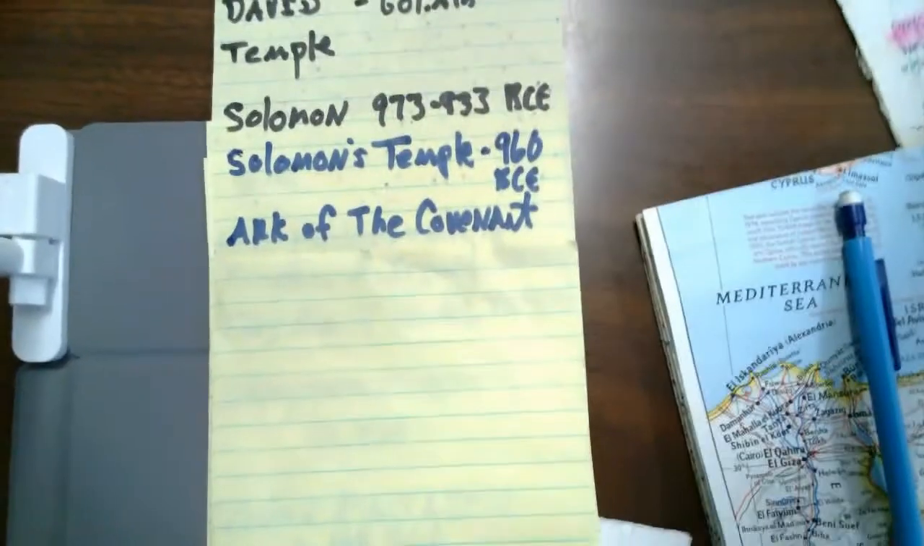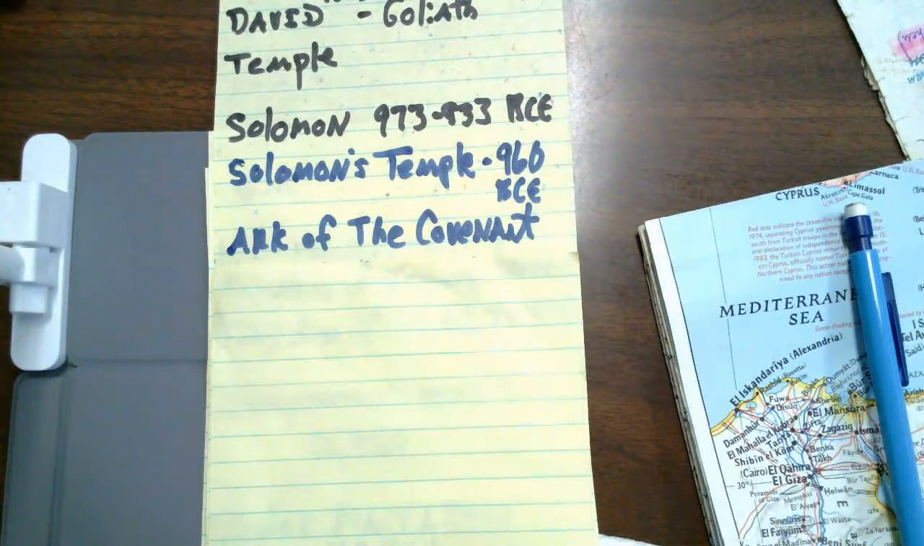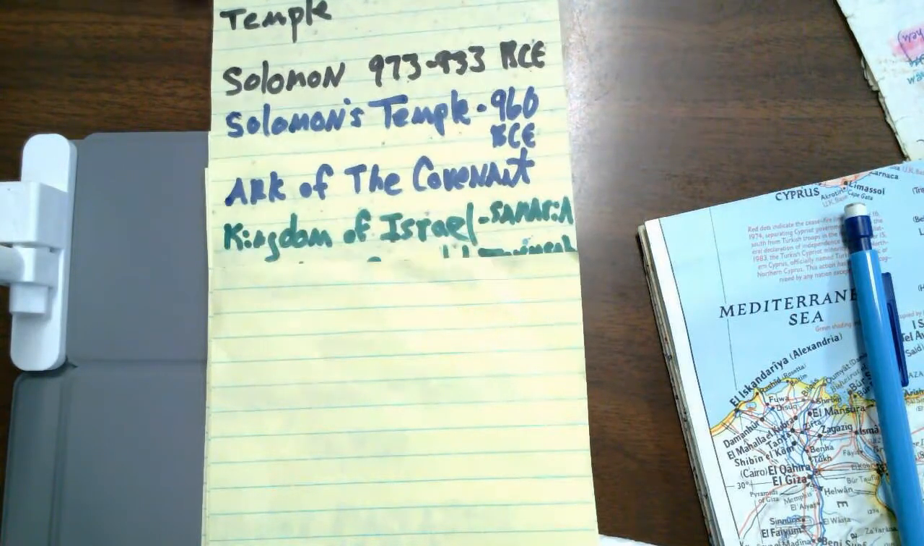It parted the rivers, brought a plague upon the Philistines, a number of other things here with the Ark of the Covenant. And supposedly it would be kept down in the Holy of Holies, which is down in the recesses, if you will, of Solomon's temple. All right, so anyway, that's kind of interesting with that.